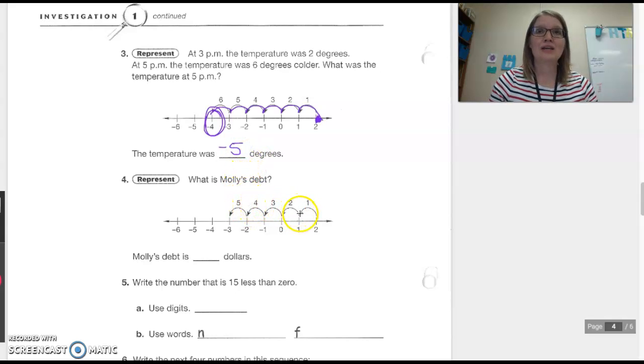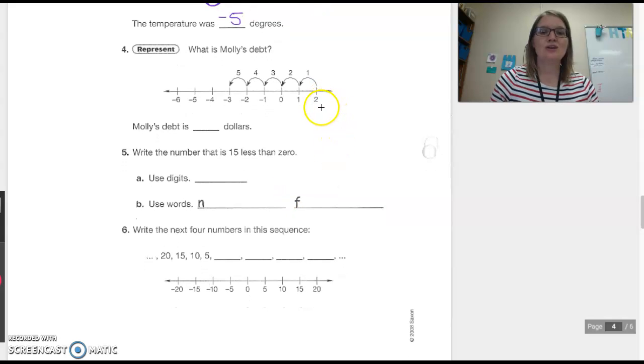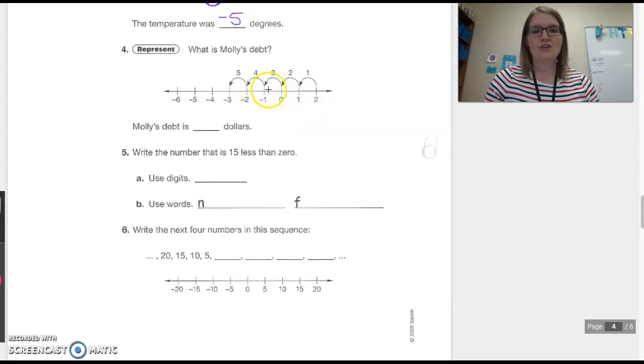Here's another example. Molly owes money to her friends. She had $2 and she borrowed $5 from her friend. She was able to give $2 to her friend, but how much money does she still owe her friend? So she gave $2. Here's 1, 2, but 3, 4, 5. So she still owes her friend $3.